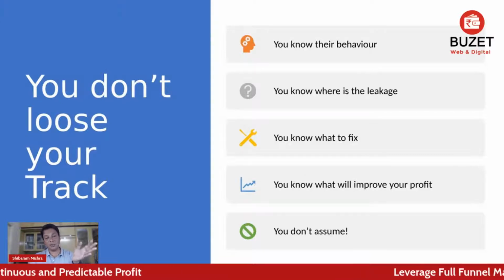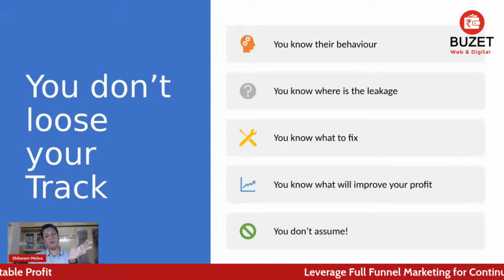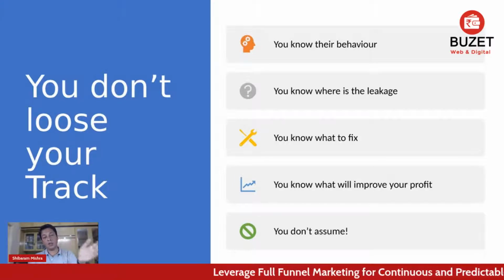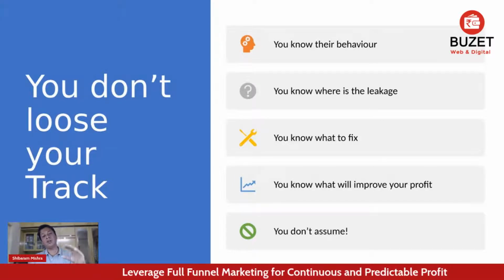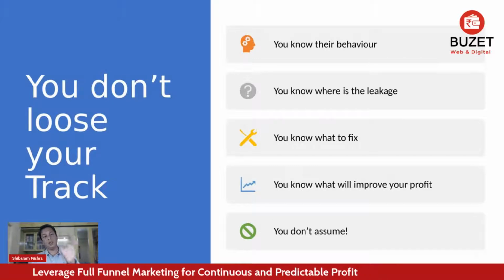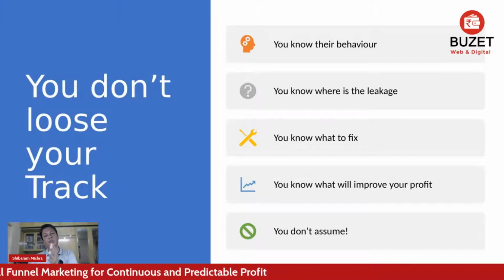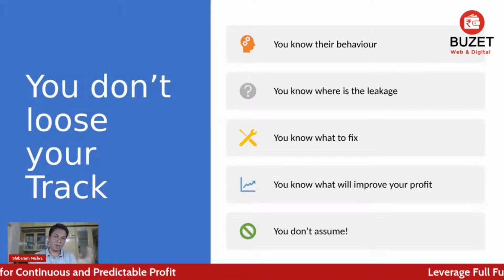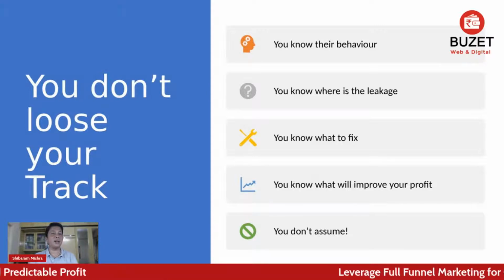So if you increase the percentage of conversion between layer 1 to 2, the top of the funnel will be fixed. Layer 2 to 3, the middle of the funnel is fixed. Layer 3 to 4, the bottom of the funnel is fixed. So here you don't assume, everything is data driven.